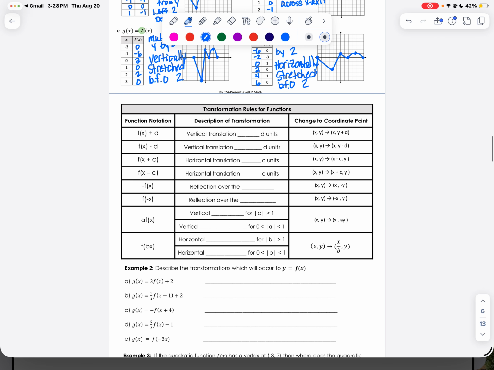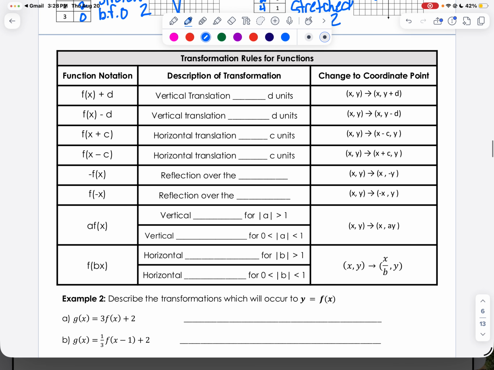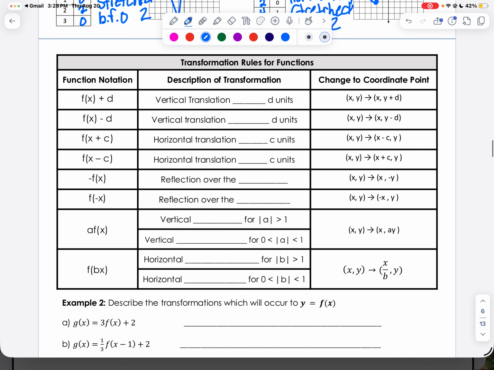Okay. Now, in this table, we're going to summarize all of the translations that we just did. So if we have f of x plus d, plus a number, that simply means you're going to move up d units. If we have f of x minus d, we'll move down. Move the function down d units. When you have a horizontal translation, if you have x plus c, remember the c is grouped with x, so you do the opposite. So this would be left c units. If you have x minus c, your function will move to the right c units.